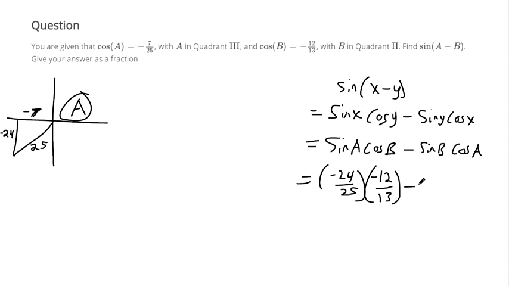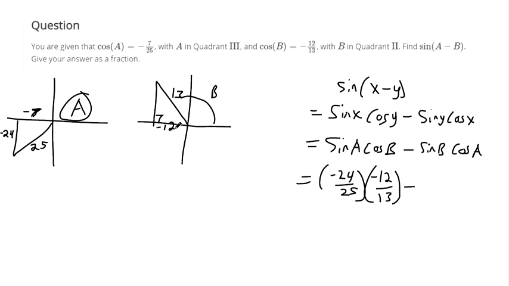We got sine of B, which we don't know yet, so let's draw the angle B. It says it's in the second quadrant. So here's our reference triangle. That's our reference angle for B. And it says cosine of B is 12 over 13. So the adjacent to this reference angle, 12 over 13, right? That's why 12 has to go here, and this is the hypotenuse. That's why 13 goes here.